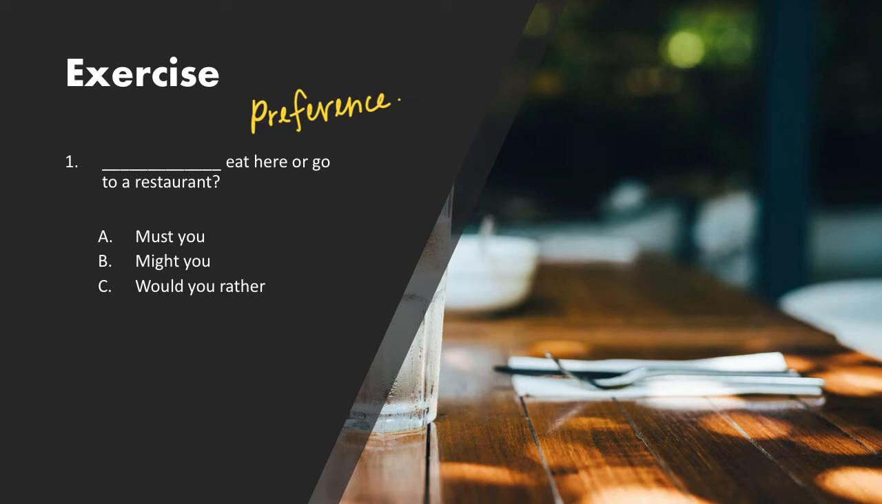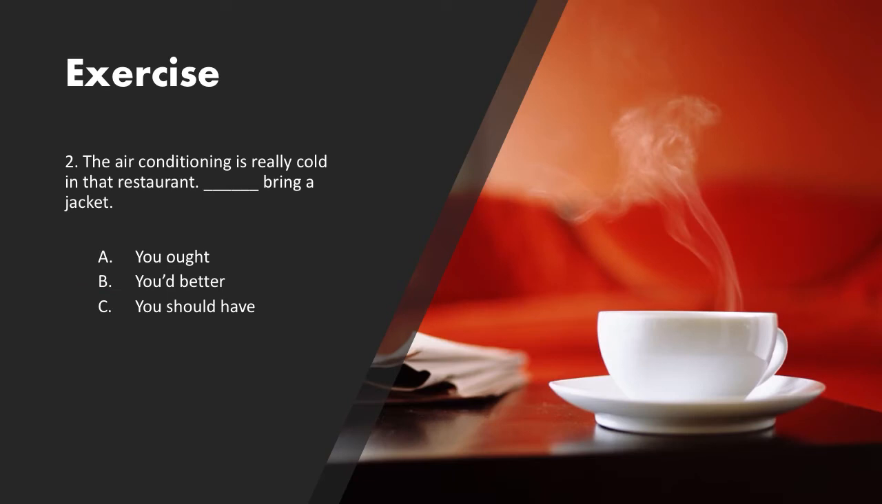So the best option here would be C, would you rather. And of course, when we use would rather, it's better to use than to differentiate the two choices. So when you answer the question, you would say, I would rather eat here than go to a restaurant. Question number 2. The air conditioning is really cold in that restaurant. Something bring a jacket. So I guess this is advice for people who haven't been to this restaurant yet.